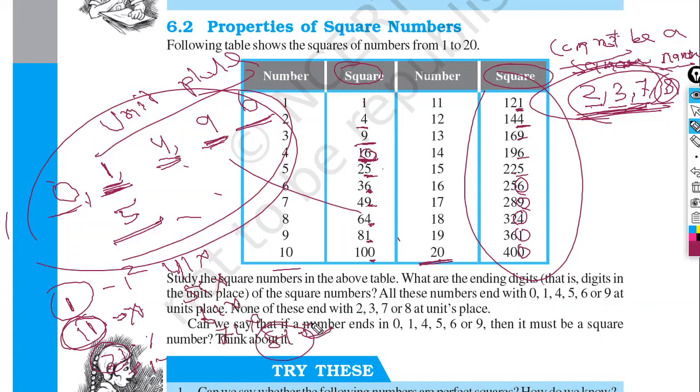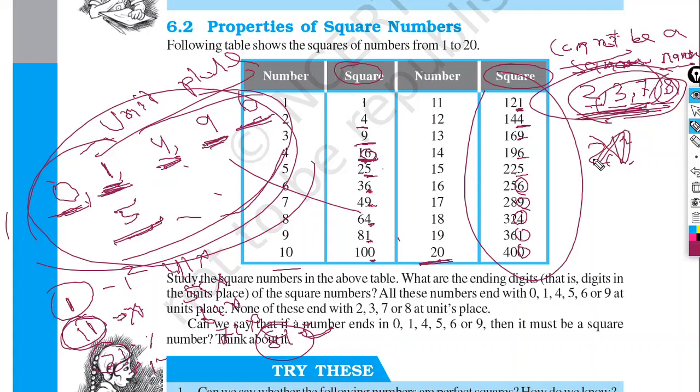So not all the numbers whose unit place is 0 or 1 or 4 or 9 or 6 or 5 is a square number. Okay. But some of the numbers whose unit place is from this circle can be a square number. Okay. But if the unit place is 2, 3, 7 or 8, then it cannot be. There is no chance of being a square number. Okay. So this much.